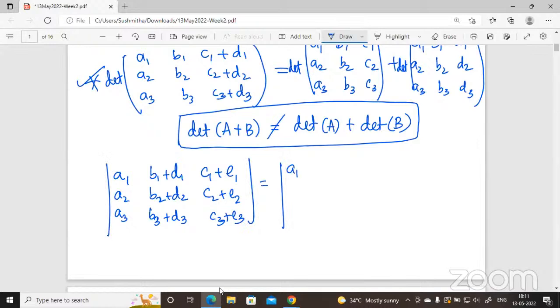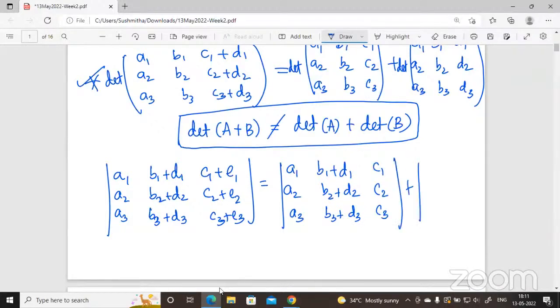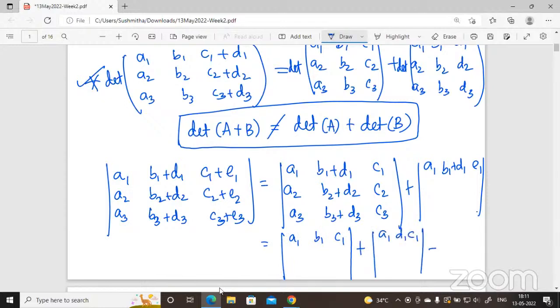You can do the same thing. You can fix the first and second columns and split the third column. So no need to split the second one. You can do that in the next step. That's what I'm saying. Okay. So A1, B1 plus D1, E1. So it'll be like this. And then here now you can split. So this is A1, B1, C1 plus A1, D1, C1 plus here I'll get 2 more matrices, right? Okay. Thank you.